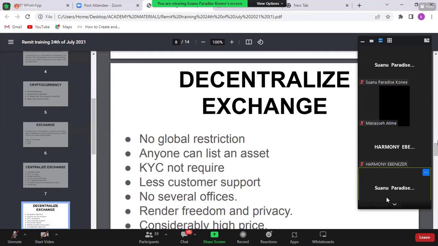Now, what are the features of a decentralized exchange? Global restriction. Anyone can list an asset, and if anyone can list an asset, it tells you that there can be scam projects on the decentralized exchange.